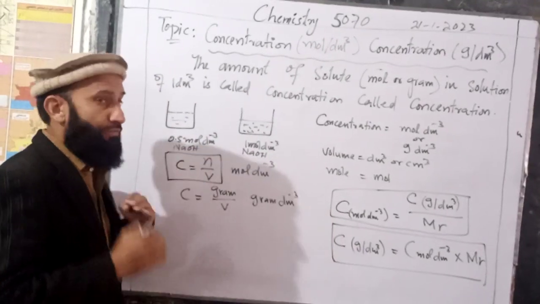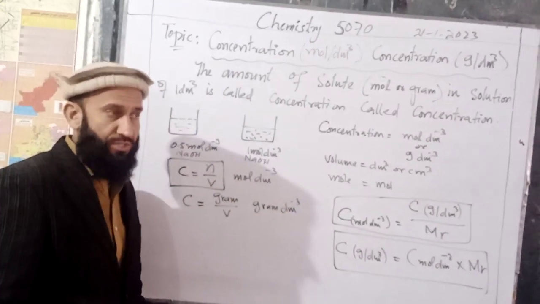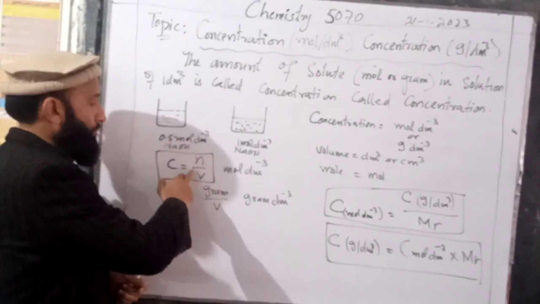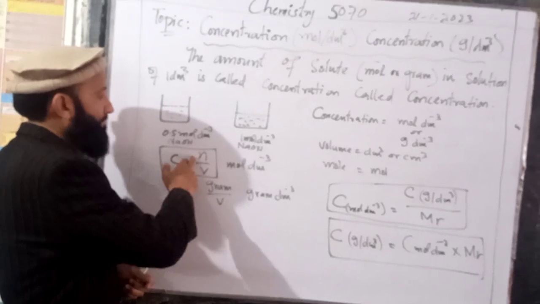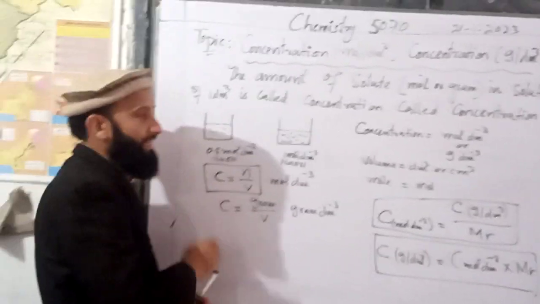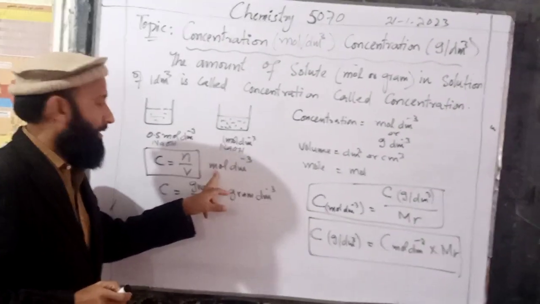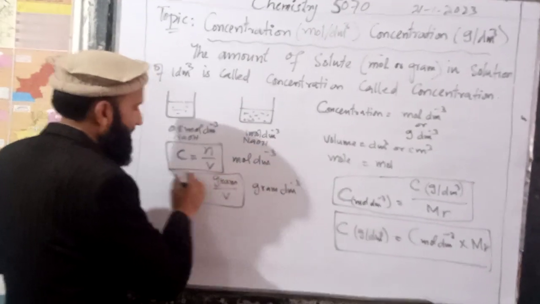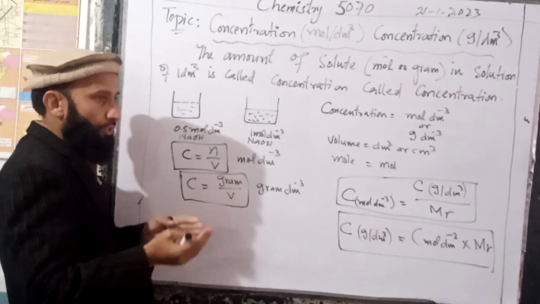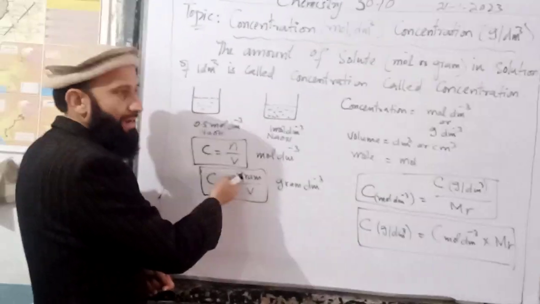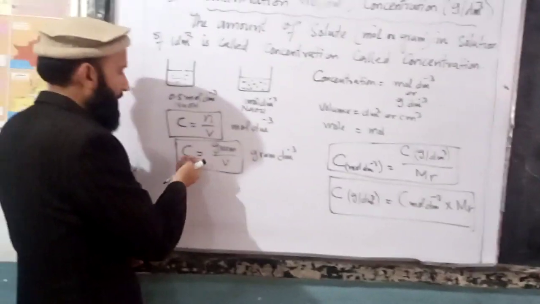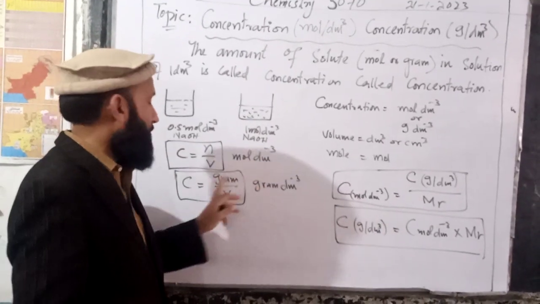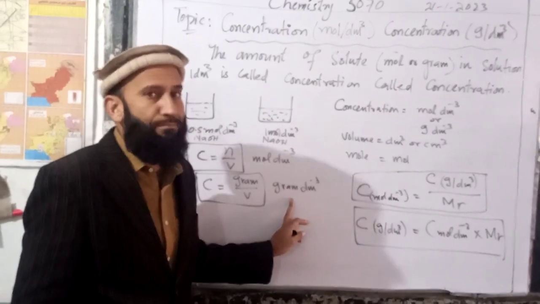By this you can solve most of the numerical type questions. Mole will be given to you, volume will be given to you. You will put the values over here and find the concentration, and the unit will be mole per dm cube. Sometimes they will give the mass in gram in the solution. So you can write the mass in gram and the volume of the solution, then you can also find the concentration. This concentration will be in mole per dm cube and this concentration will be in gram per dm cube.